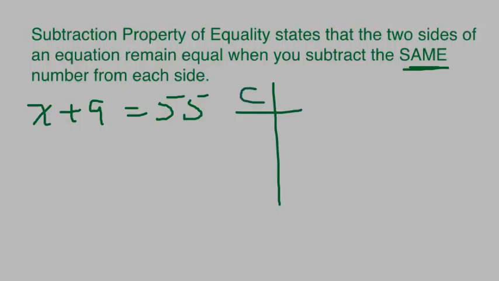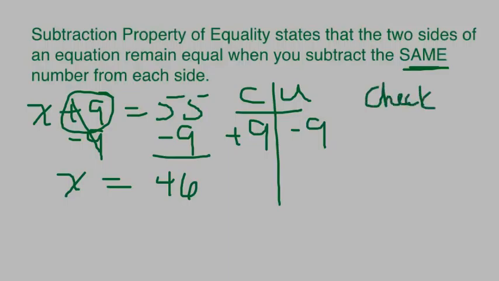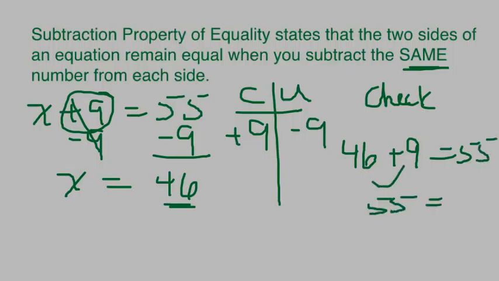Well, my clue in this equation is I'm adding 9. So if I'm adding 9 to both sides, how do I undo addition of 9? Well, it's subtracting. What I have to remember is if I subtract it from the left side, I need to subtract it from the right side. This gives me a zero pair on the left side, and I have x equals now 46. If I check this, I'm going to substitute 46 back in for x and say 46 plus 9 equals 55. Is that true? Yes. 55 equals 55.